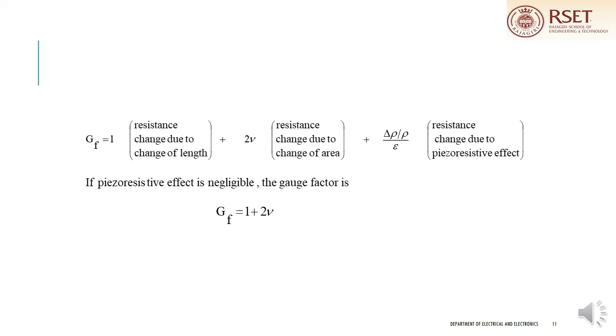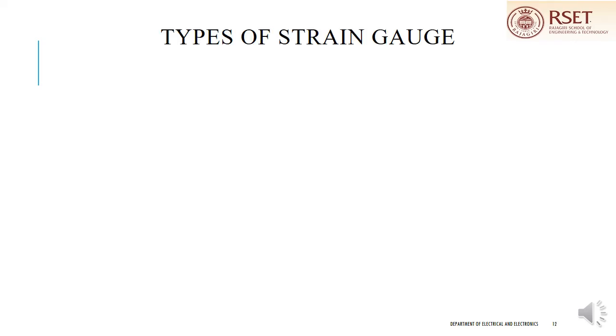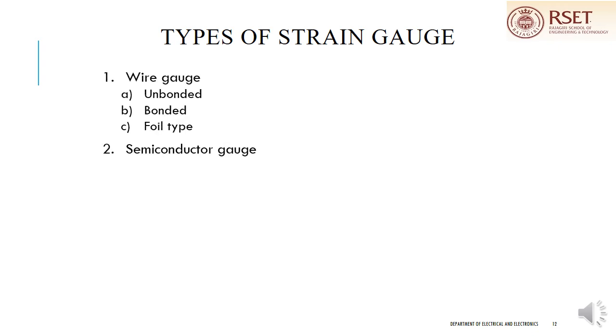Now, coming to the types of strain gauges, they are classified into two. First one is the wire strain gauge, and the second one is the semiconductor strain gauge. The wire strain gauge is again classified into three: unbonded type, bonded type, and foil type.